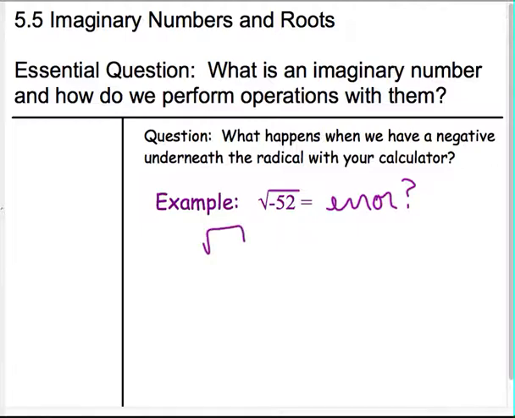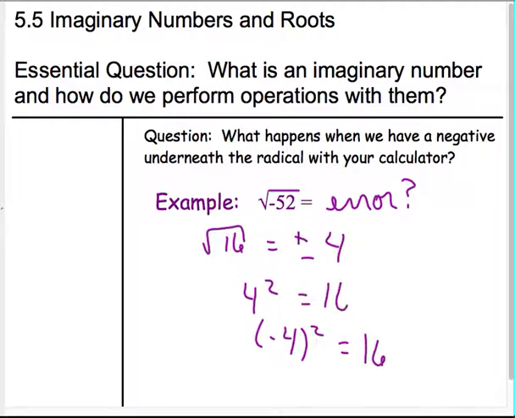The square root of 16 is positive or negative 4, because 4 squared or negative 4 squared equals 16. A number times itself equals what's under the radical. Is there a number that we can multiply by itself that will give us a negative value? The answer is no, because you have to take a positive times a negative in order to get a negative answer, and that's not multiplying it by itself.